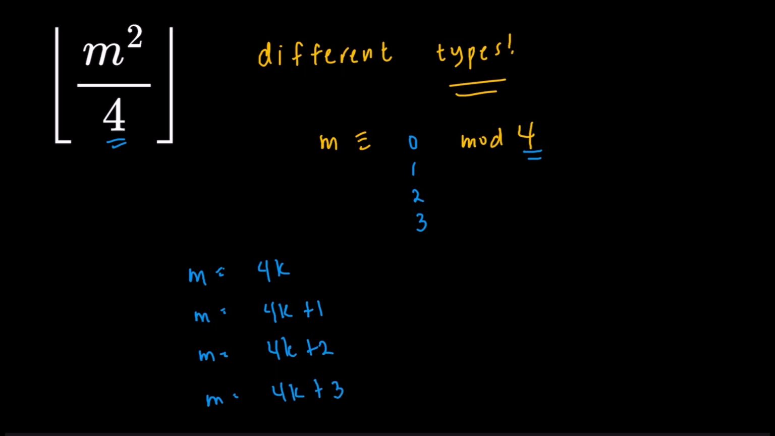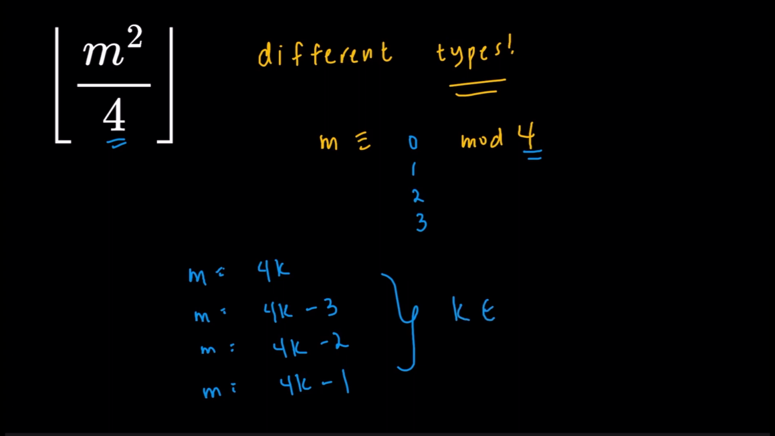But I propose we are not going to write it this way. I'm going to write it a little bit differently. I'm going to write 4k plus 1 as 4k minus 3, m as 4k minus 2, and m as 4k minus 1 for the 1, 2, 3 mod 4 cases, because in all of the cases we're going to consider k to be a positive integer. Because m is a positive integer, k should also be a positive integer. At least we're simplifying our cases along the way.